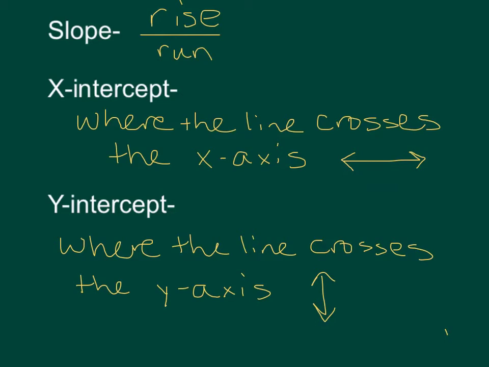The y-intercept is where the line crosses the y-axis. So if you remember, the y-axis is the vertical axis, or the up and down. So we want to find where our line crosses that. Okay, so go ahead and pause this. You can write those definitions down.